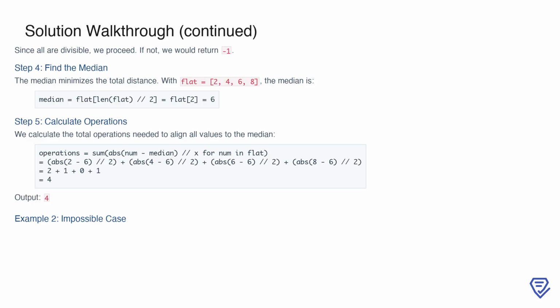For this example, the operations are calculated as follows: abs(2 minus 6) // 2 plus abs(4 minus 6) // 2 plus abs(6 minus 6) // 2 plus abs(8 minus 6) // 2, which simplifies to 2 plus 1 plus 0 plus 1, resulting in a total of 4 operations. Therefore, the output for this example is 4.